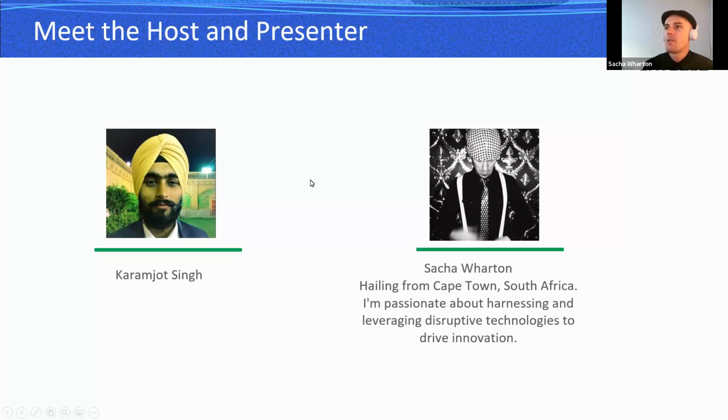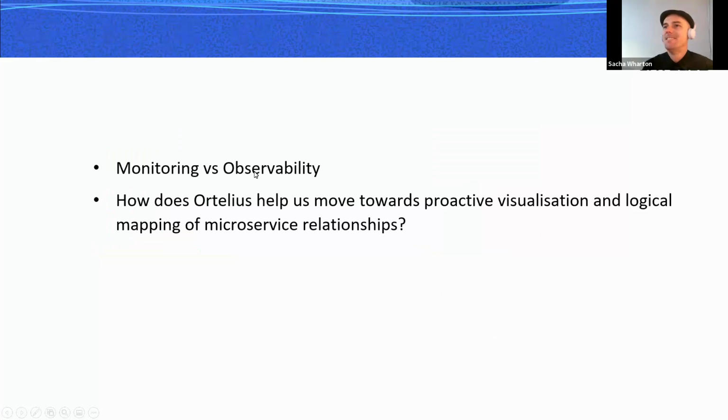Nice photos there. All right, so let's talk about monitoring versus observability, and how Ortelius helps us move towards a proactive visualization and logical mapping of microservice relationships.